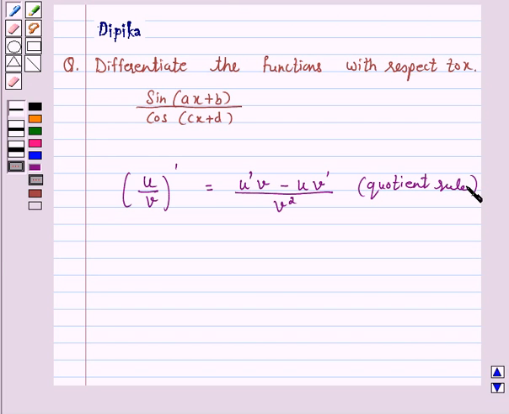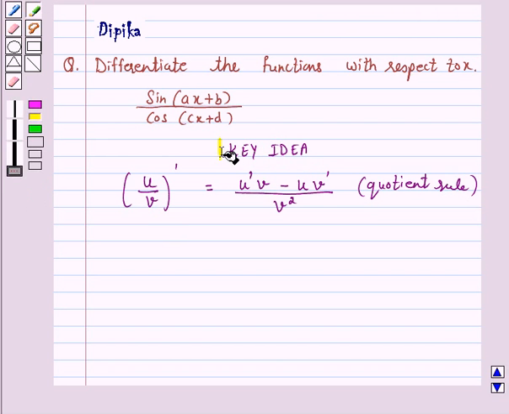In the above question, we will apply the quotient rule. So this is the key idea behind our question. So let's start the solution.